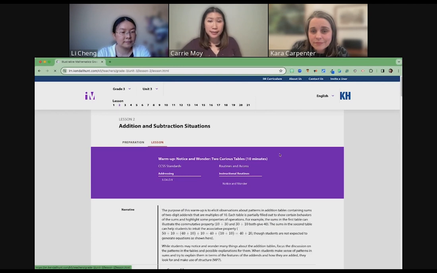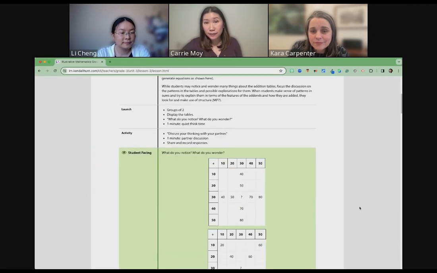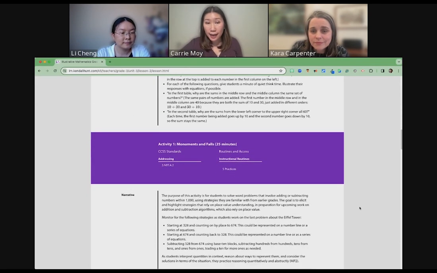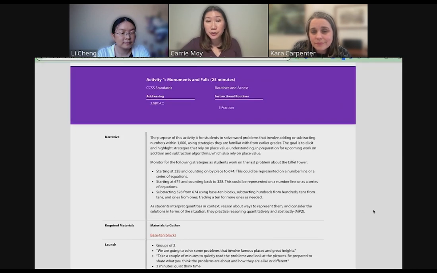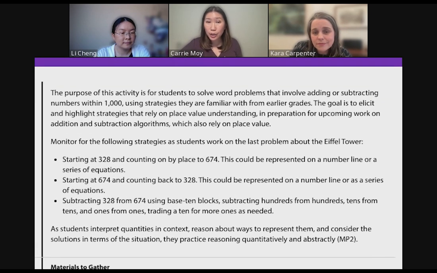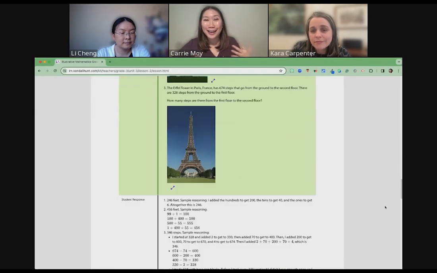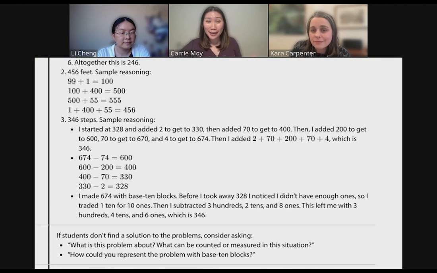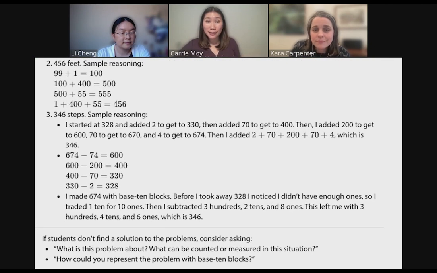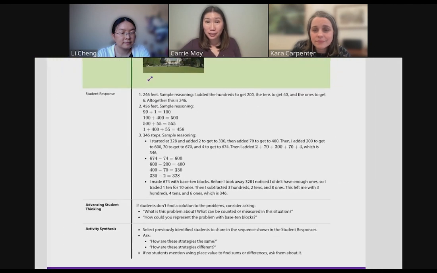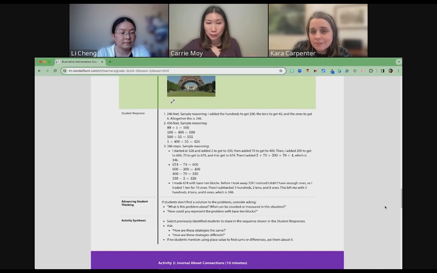So if you open up your lesson and find the specific activity that you want to highlight, in the narrative, it tells you specifically what strategies you want to monitor for. So how students might solve that problem, adding all the numbers together, forgetting to subtract, those kinds of options. And in the student responses, it gives you the actual strategies students might use.